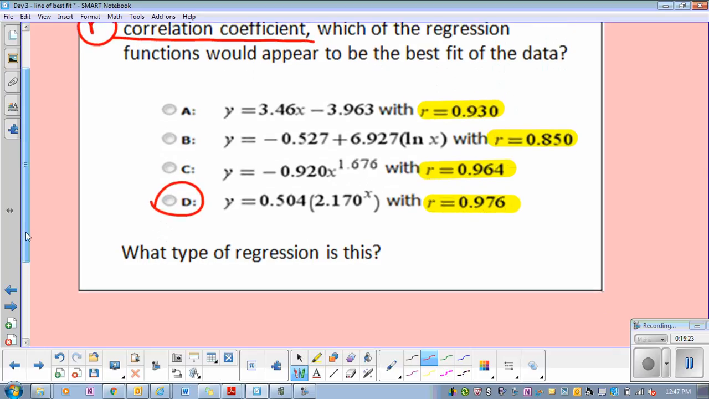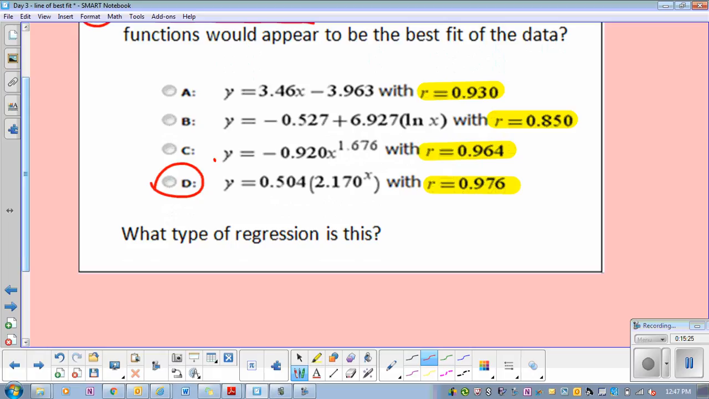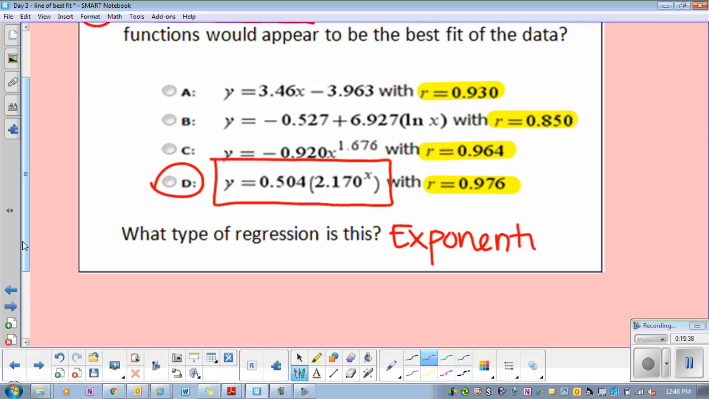And what type of regression is this? Isn't that linear? Linear, exponential reg, because your x is in the exponent. So this is an exponential. Does that make sense? Yes. All right, great.